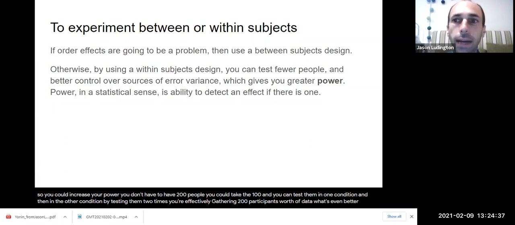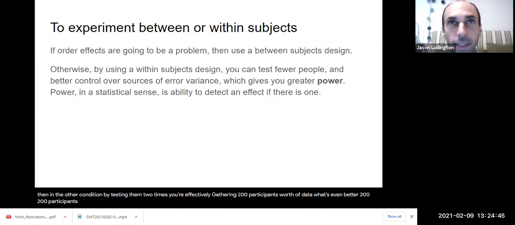What's even better is that of those 200 participants, half of them are perfect controls for the other half. And I say they are perfect controls because they are equivalent.